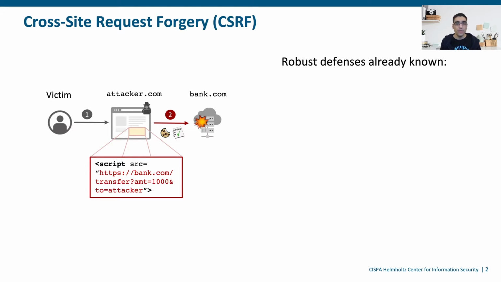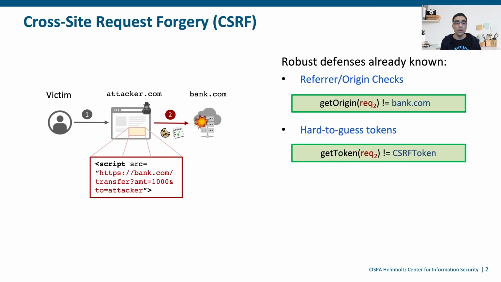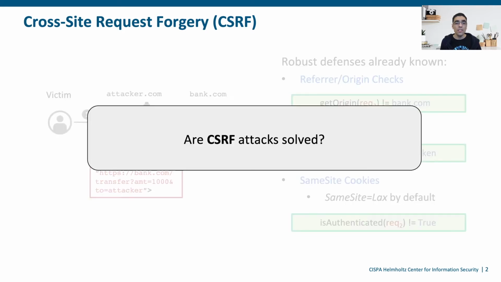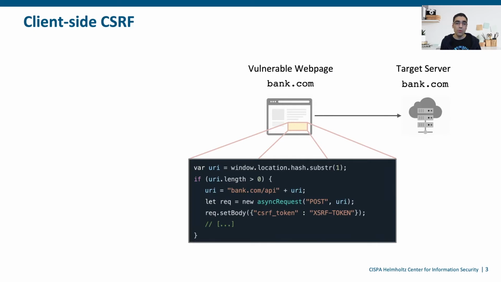Now, over the past years, there have been a plethora of defenses proposed to mitigate CSRF attacks, such as referer and origin checks, inclusion of hard-to-guess CSRF tokens in the request, or as we've seen more recently, same-site cookies. So having these defenses properly enforced, one may wonder, are we done with CSRF attacks? Are CSRF attacks solved? Well, as it turned out, maybe not entirely, and let me show you an example why.